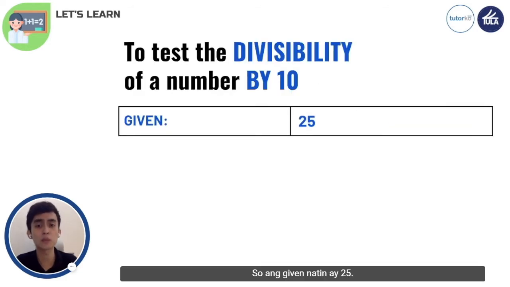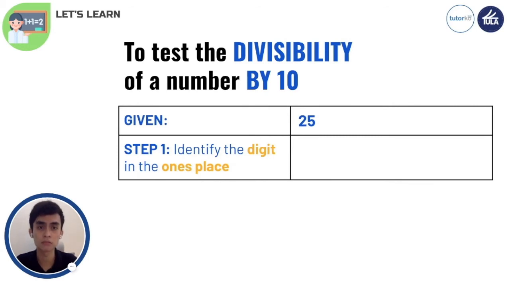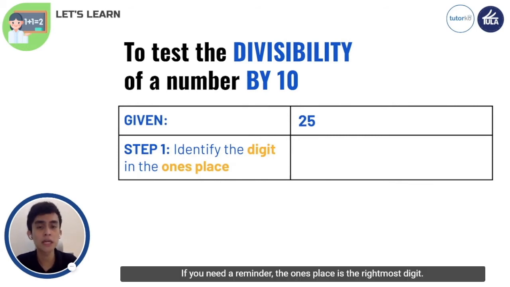So ang given natin ay 25. Step 1, identify the digit in the ones place. If you need a reminder, the ones place is the rightmost digit. So in this case, it's 5.